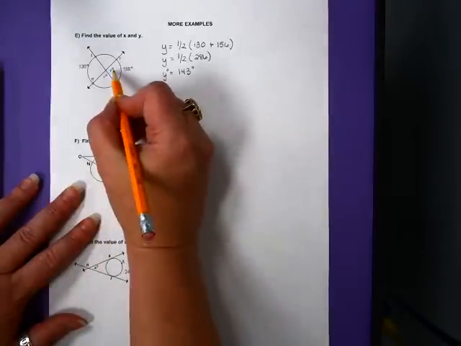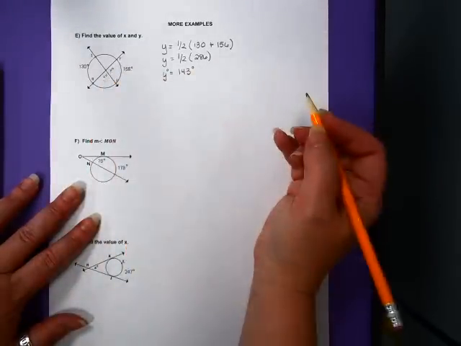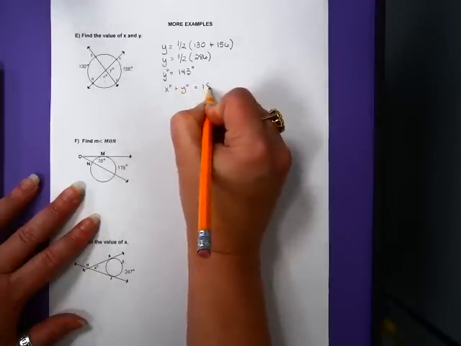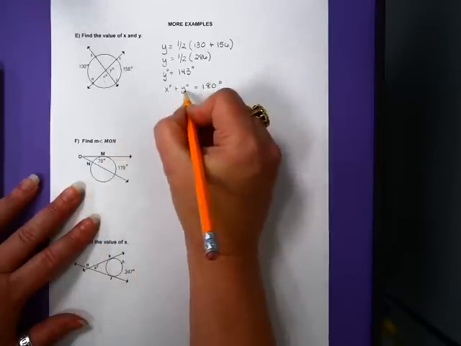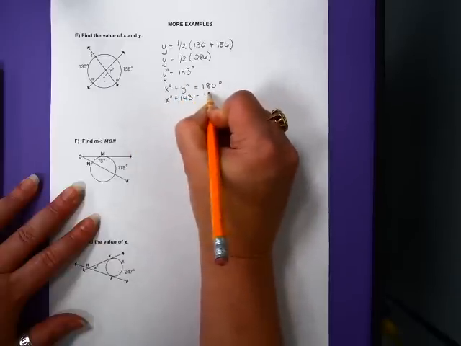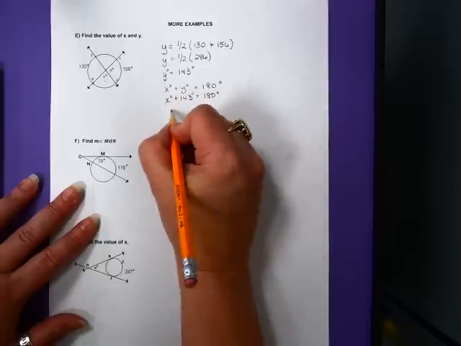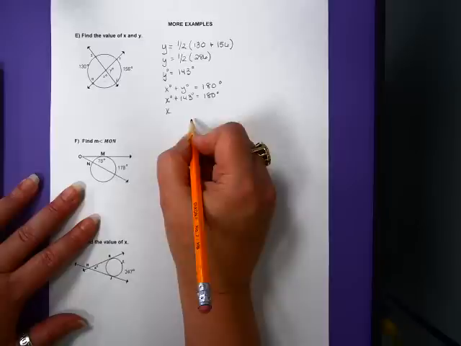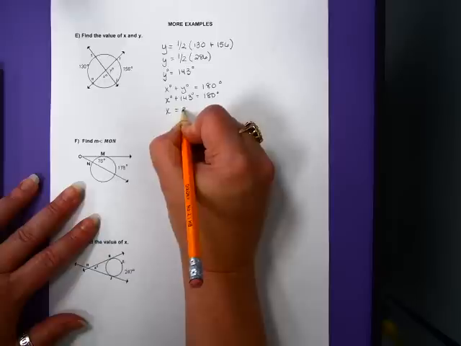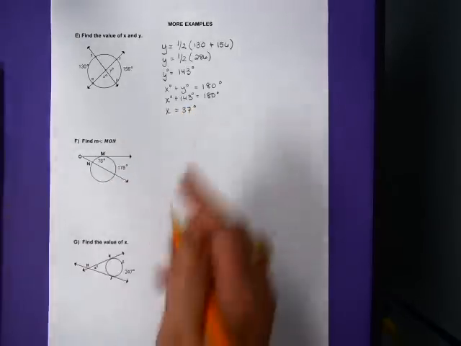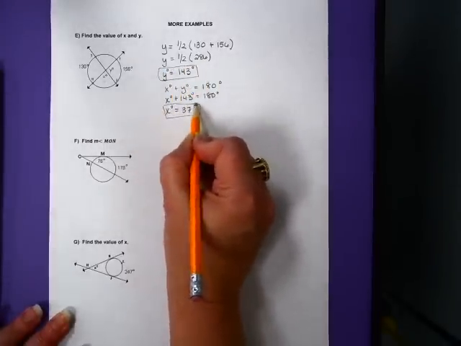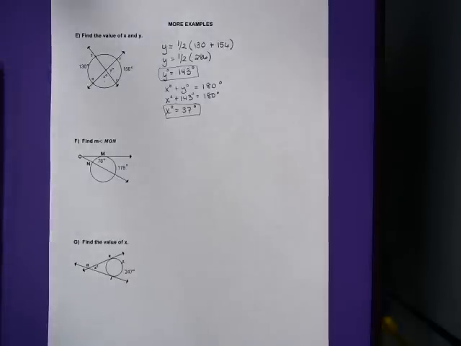Okay, so now I know y. To get x, I know that x and y are supplementary. I know that x plus y equals 180 degrees. I'm going to plug this in for y, so that's x plus 143 equals 180. And then to get x, all I have to do is subtract. When I subtract 180 minus 143, I get 37 degrees. So I found my x and I found my y. I didn't show as many details, but I did show work, and that's required.